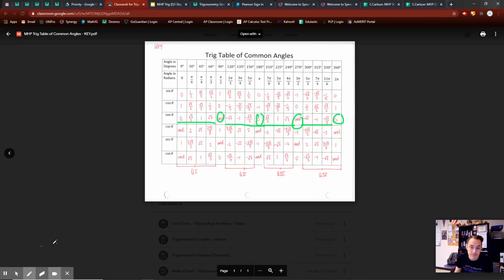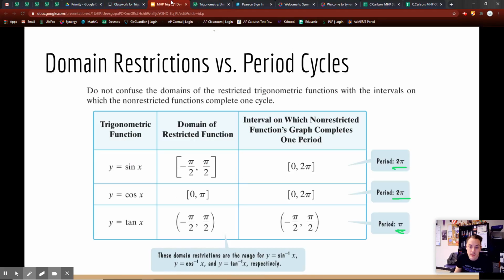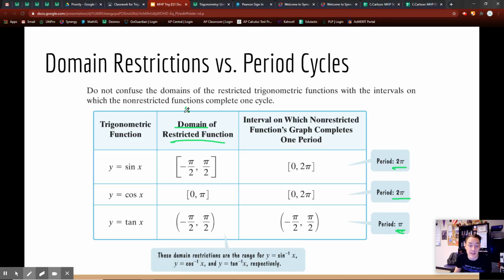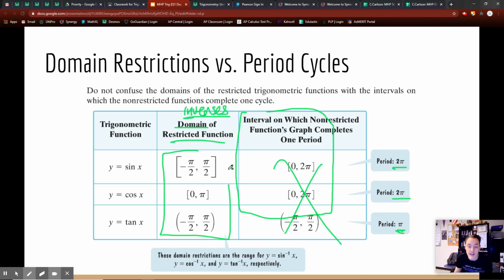Okay, what does that mean? It means this. Let me erase that. Let's go back here. It means these are not the same thing as the domain of the restricted function with inverses. So this is inverses. All of this is just something that we've already learned. This is brand new stuff.